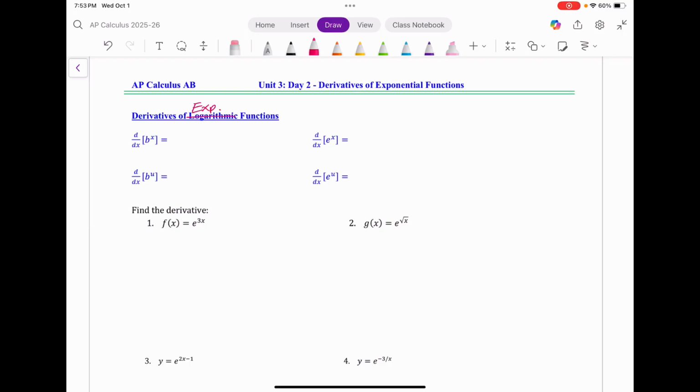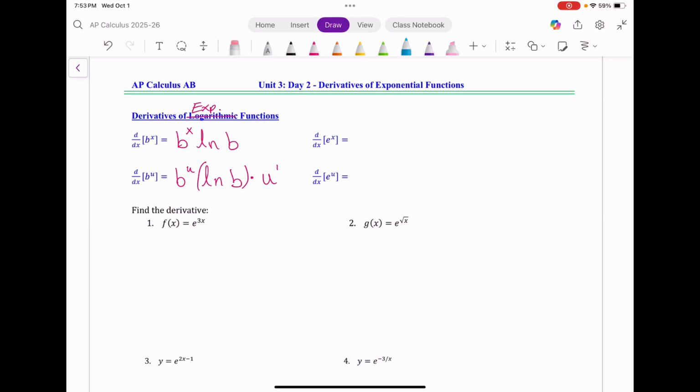Okay, so if you're trying to find the derivative with respect to x of b to the x, it will equal b to the x times the natural log of the base. If it's more complicated than that, or you have b to the u, it'll be the same thing, b to the u times natural log of b, and then apply the chain rule, so times the derivative of u.